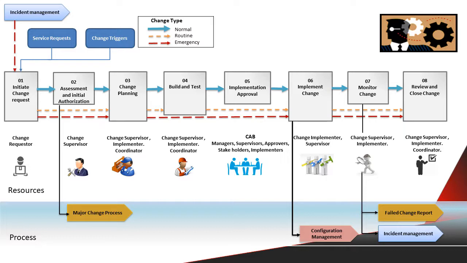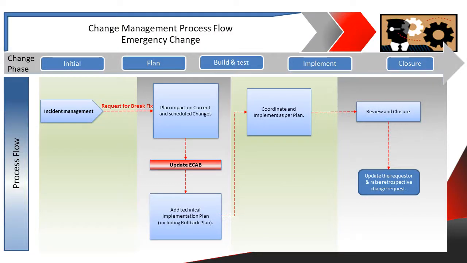Now, the next line is the emergency change, marked in red. The only input for an emergency change has to come through incident management and nowhere else, because the emergency change process is only followed when we have an incident which needs to be fixed. It comes straight to initiate change request, and it skips the assessment and initial authorization. It just comes to change planning. The next slide describes this in more detail.